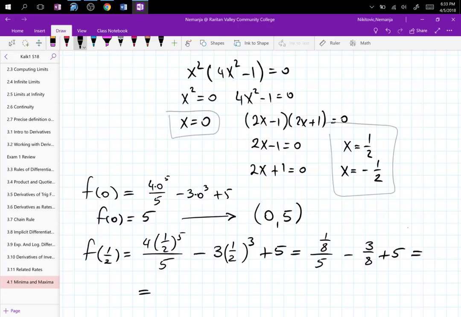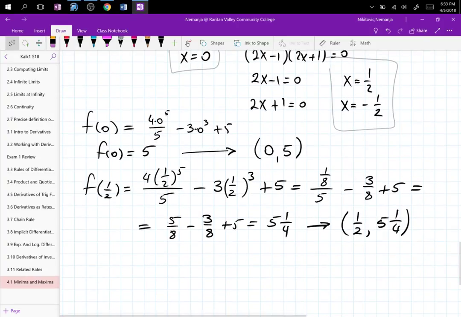So let's compute this. This is 5/8 minus 3/8 plus 5. This becomes 2/8, so 1/4, so 5 and 1/4. So that gives me the point (1/2, 5 and 1/4). We were able to use the procedure to figure out the x's we need, and then we're using the function to calculate the y. The only thing that is left is to do the same for negative 1/2.